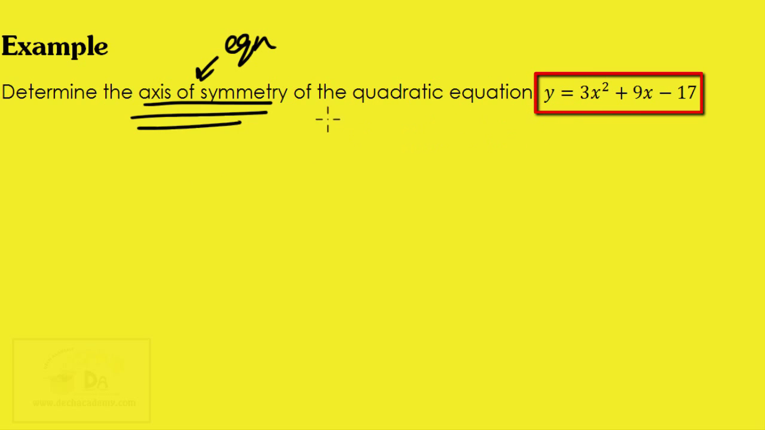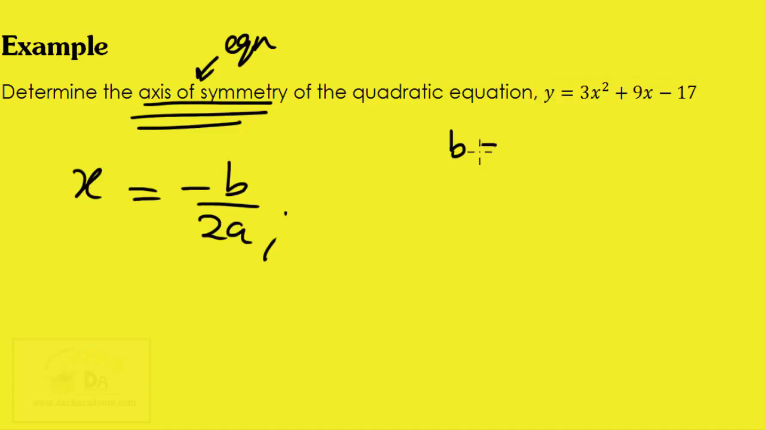The axis of symmetry is simply given by minus b over 2a. For this quadratic equation, b is what? 9. And a is 3. Why? Because it's an equation of the form ax squared plus bx plus c. The coefficient of x is b, in this case 9. The coefficient of x squared, a, is 3.